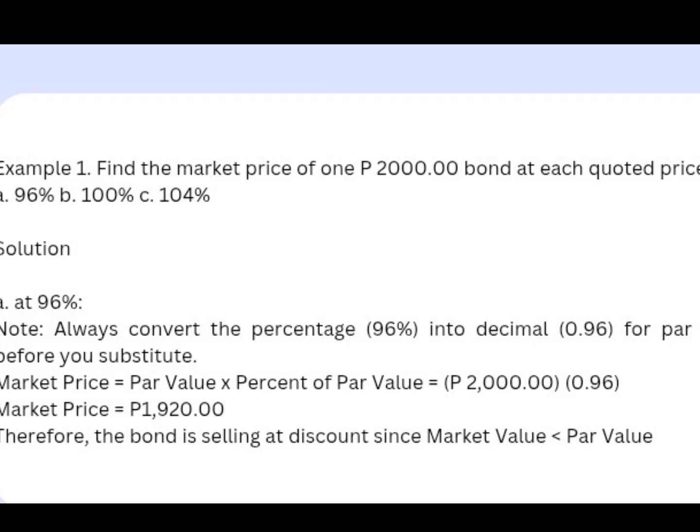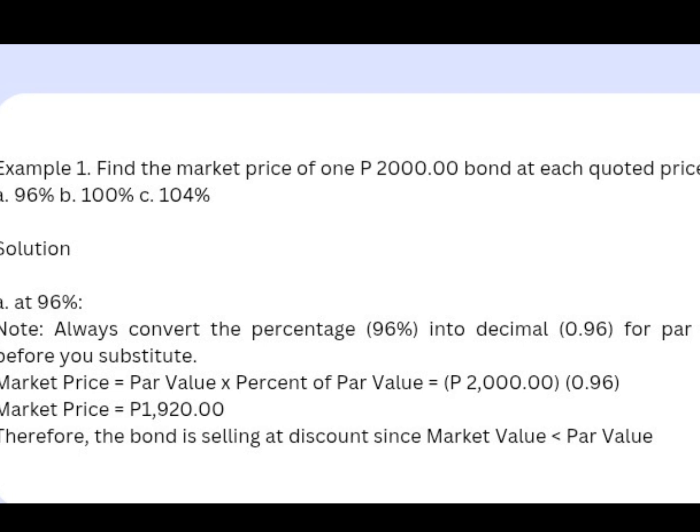At 96%. Take note, before proceeding to the substitution, we need to first convert the percentage into decimal. When we convert 96%, it becomes 0.96. And our formula here is market price equals par value times percent of par value.